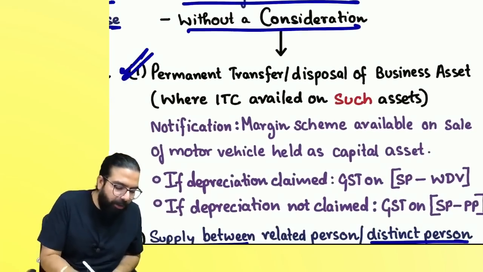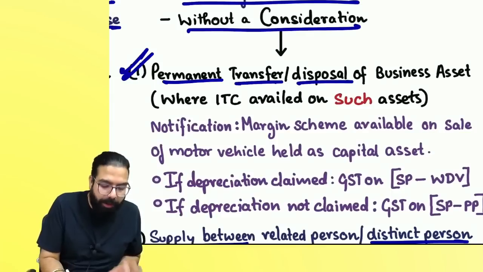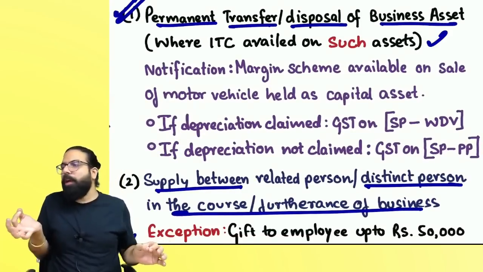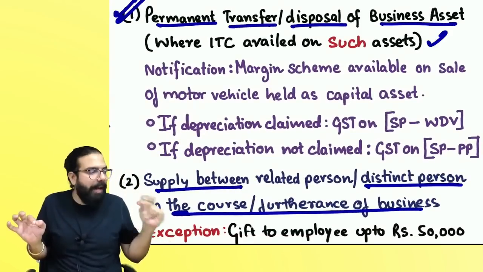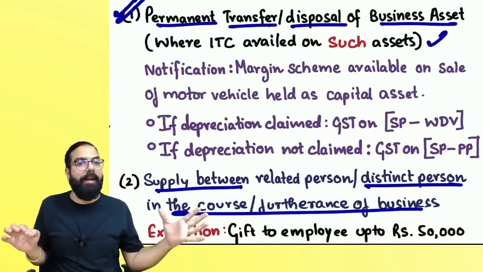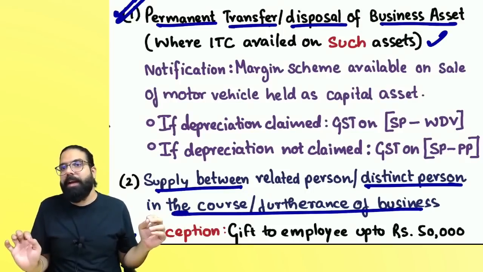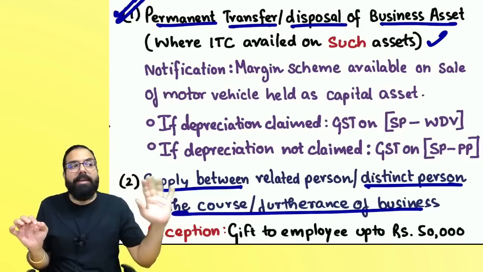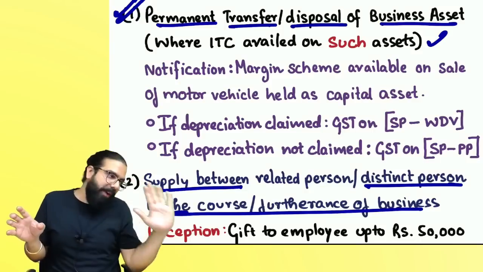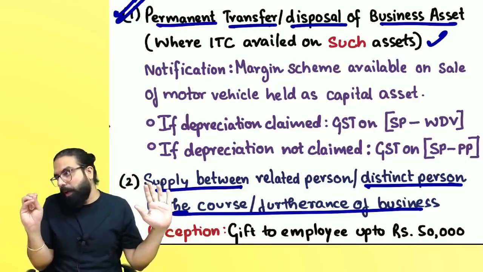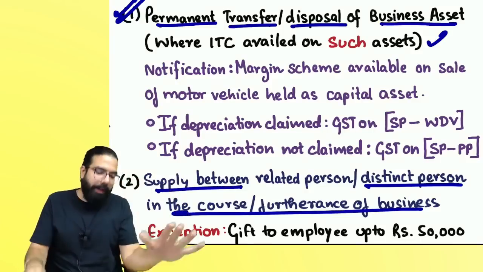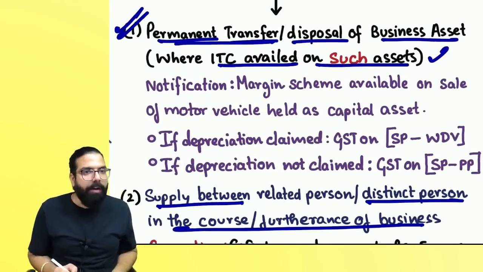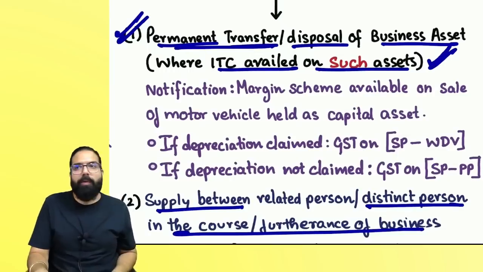The first activity over here: permanent transfer or disposal of business asset where the ITC has been availed on such asset. I bought a thermometer and took the ITC and I went ahead and gave thermometers for free. Remember, thermometers, where have I taken the ITC? Yes, permanent transfer of business asset where ITC was availed on such asset. I availed the ITC on the thermometer and I gave the thermometer free also. It will come over here in permanent transfer where ITC was availed on such asset. Remember this point, everyone. Can I go ahead?